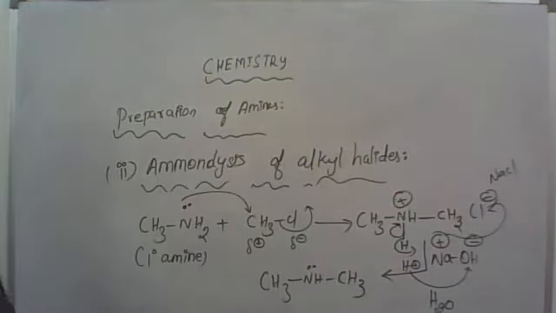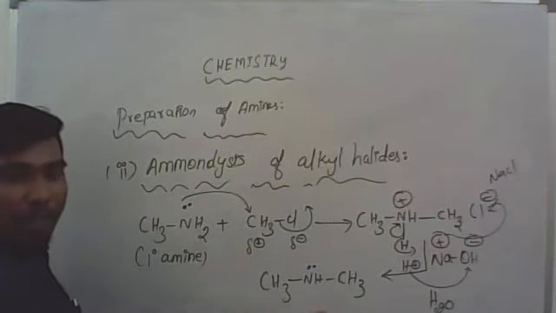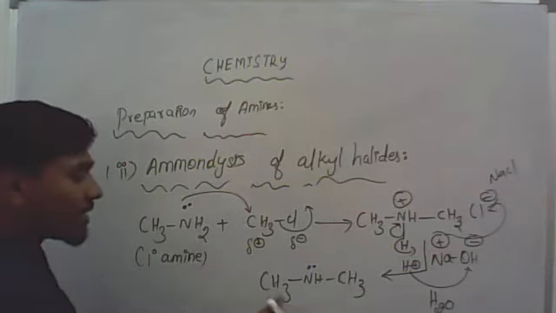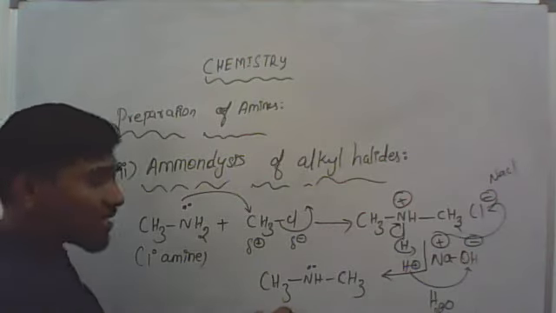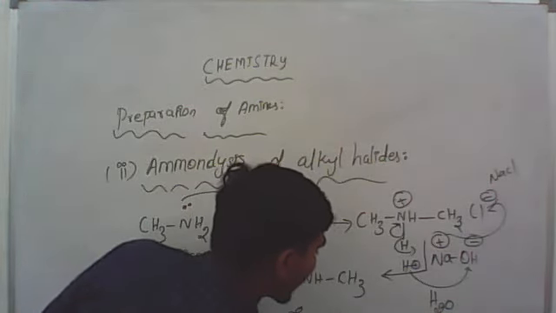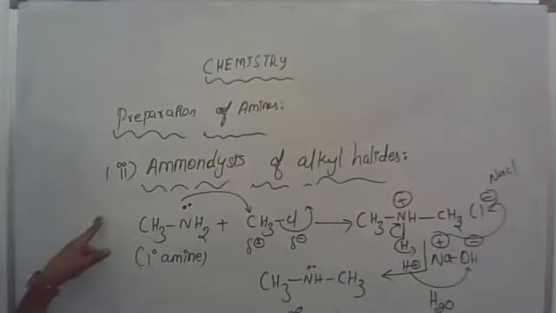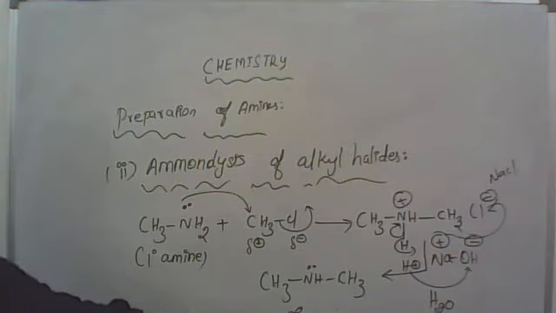So this is the final product. See here, in ammonia two hydrogens are replaced: one is CH3 and another one is another CH3. So this is a secondary amine. This is an example for secondary amine. So from this method we can also prepare secondary amine. If we continue the reaction, we get secondary amine also.